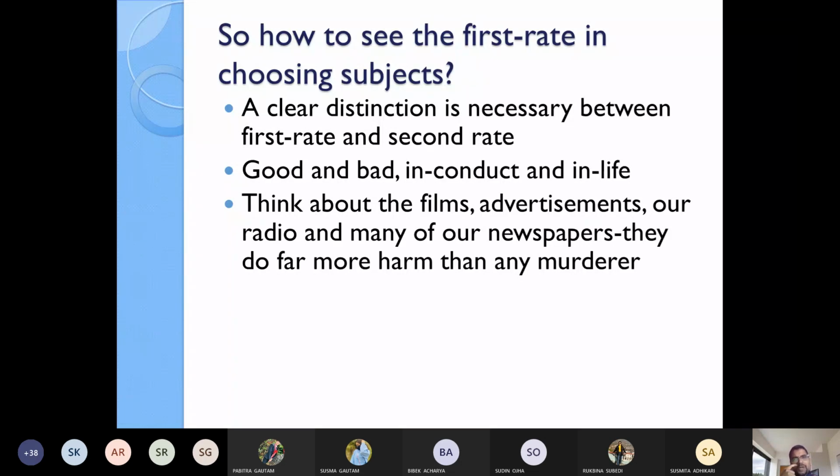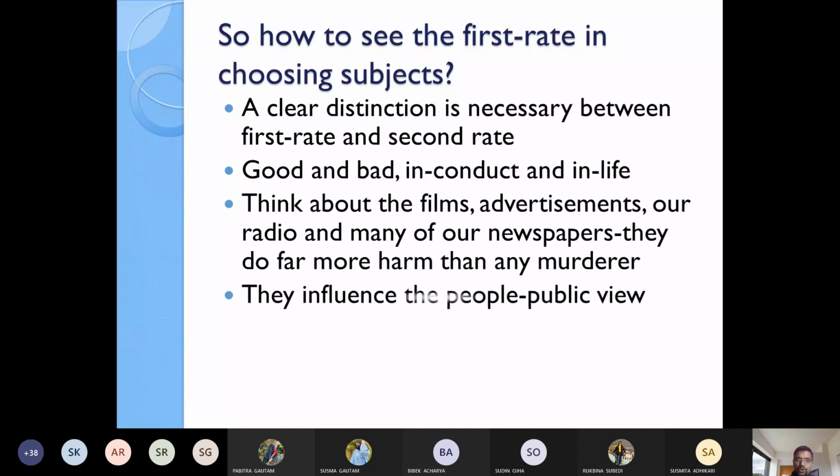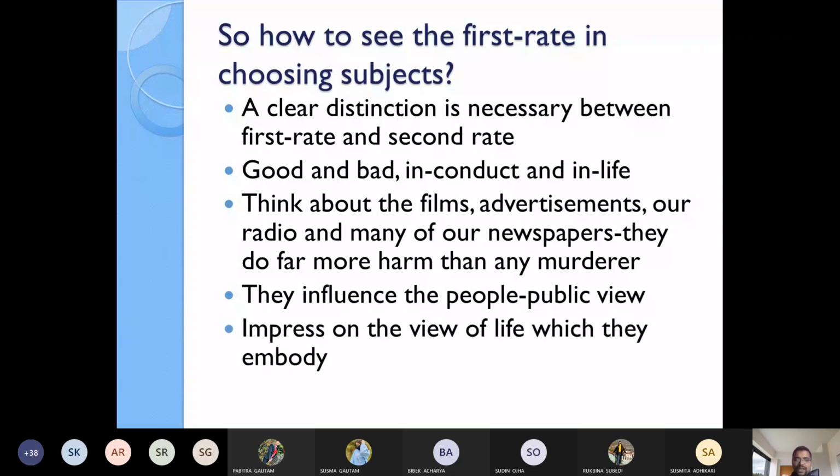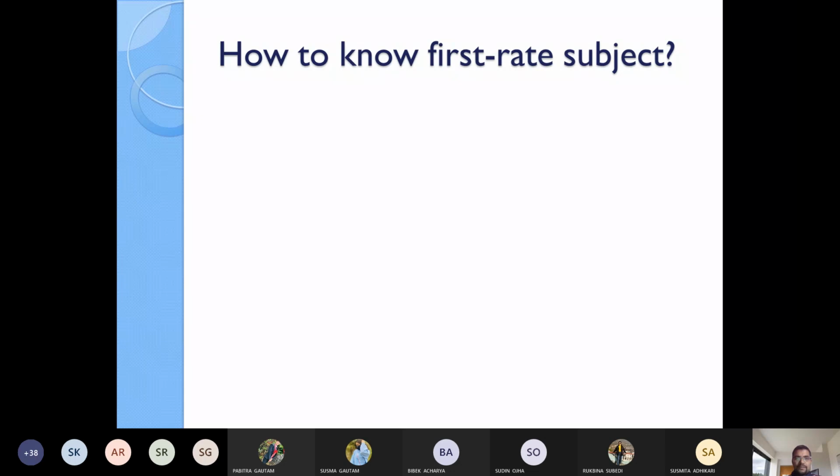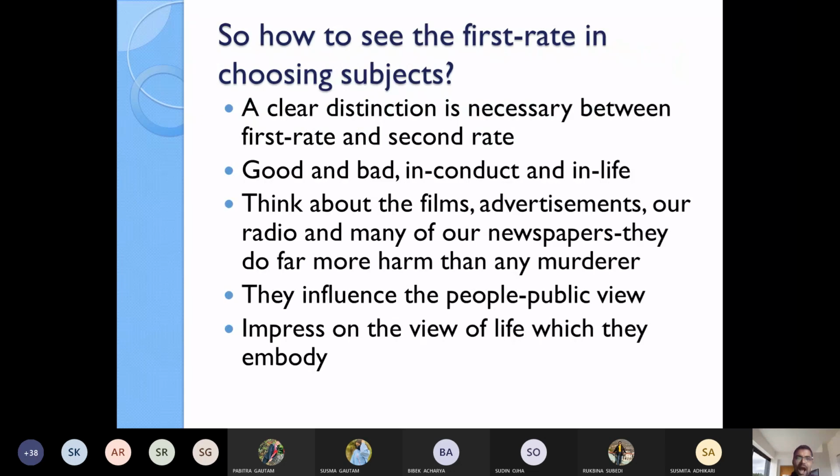The front pages of the newspapers are covered with almost entirely negative news. It does not mean that there is no positive news. There is, but they try to increase their viewers. So the author, Richard Winn Livingstone, says that they influence public views. They impress upon us the life which they think of. Therefore, our focus is, let's not make things like the newspaper.